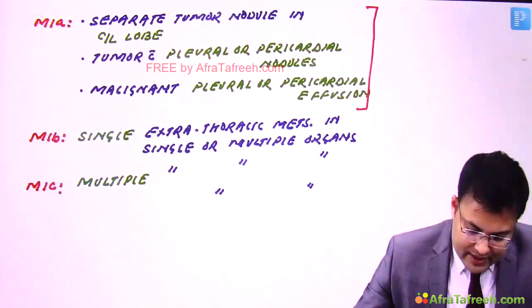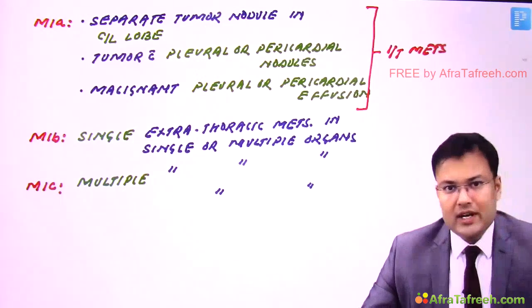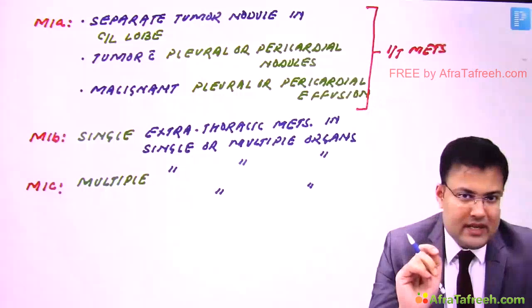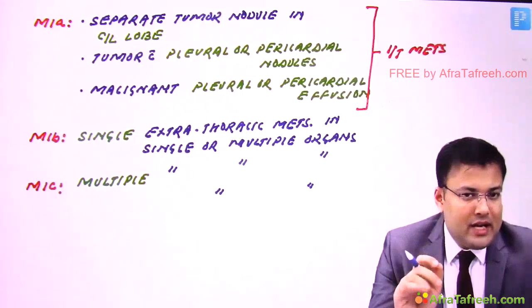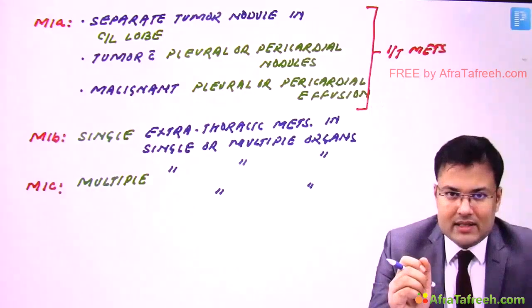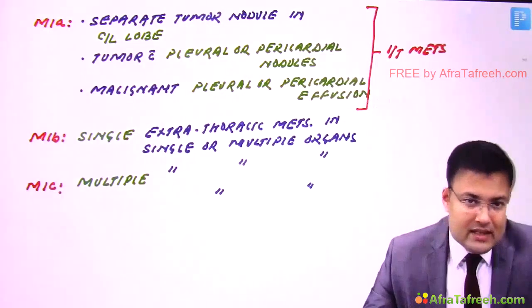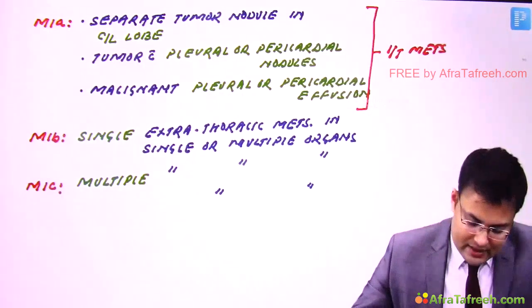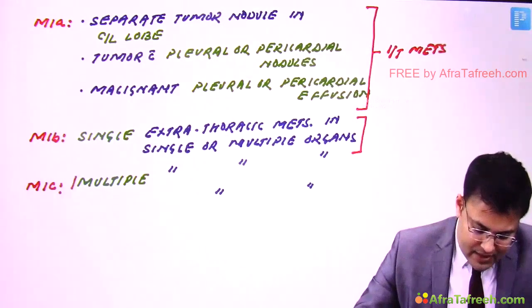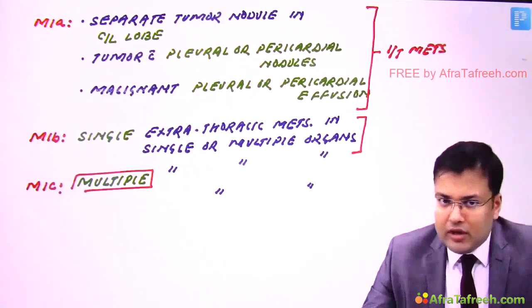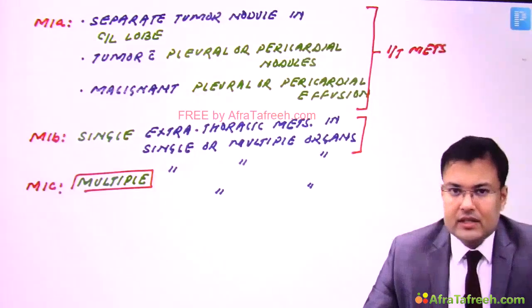So all these represent intrathoracic metastasis, and that's included in M1A. If there is a single extrathoracic metastasis, that is M1B, and if there are multiple extrathoracic metastases, that is M1C. So single extrathoracic metastasis in a single organ is M1B, and if there are multiple extrathoracic metastases in one or more than one organ, this is M1C.